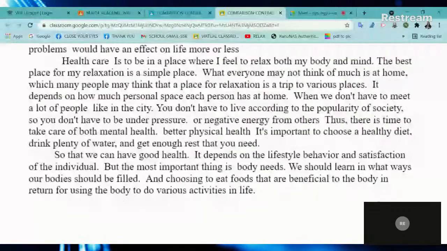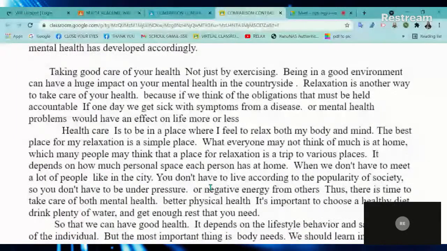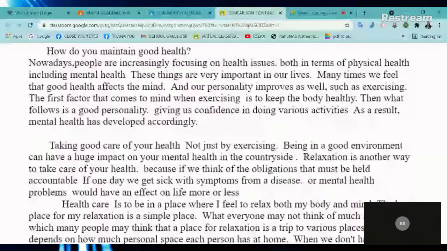Let's see. What style did you use here? Block or point by point? Block style. So if you use block style, then you need to mention in your first body paragraph the city and in the countryside. And then here you should mention both in the city and in the countryside. You need to compare them. So which one did you use? No, you should use point by point if that's what you mean.